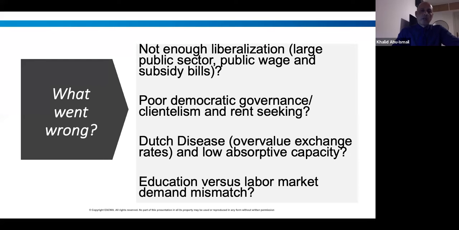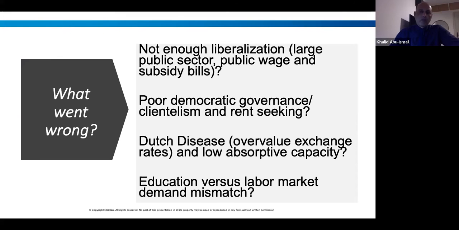So what went wrong? Was it the fact that, as many would argue, perhaps from the World Bank and others, that there wasn't enough liberalization? Maybe the region, in implementing its reform, should have gone further with reducing the size of the public sector, public wages or subsidies. Others would argue it was basically the democratic governance deficits. And of course, Adeel can speak more to the rent-seeking clientelism arguments. But there are macroeconomists that would tell you, no way, you couldn't have done this with the kind of Dutch disease, overvalued exchange rates and low absorptive capacities. Or perhaps also people on the labor market side saying that you had a huge mismatch between education and the demand of the labor market.